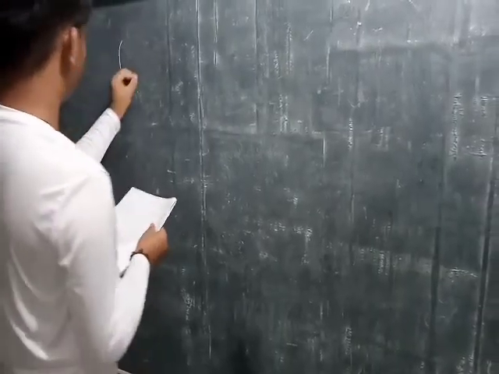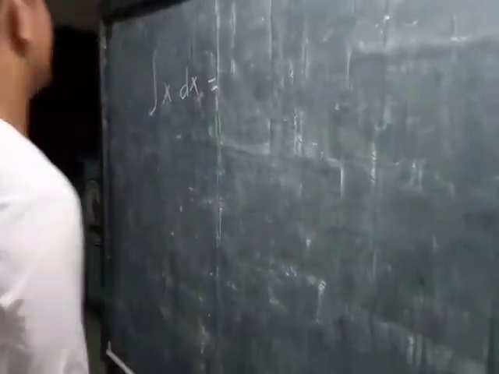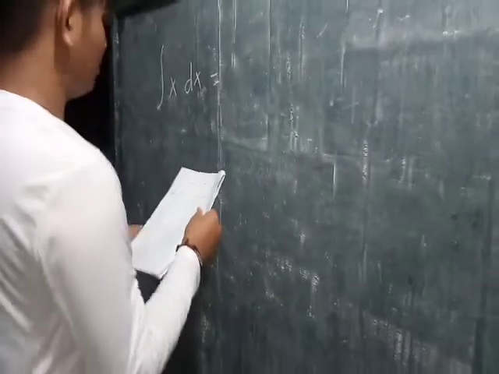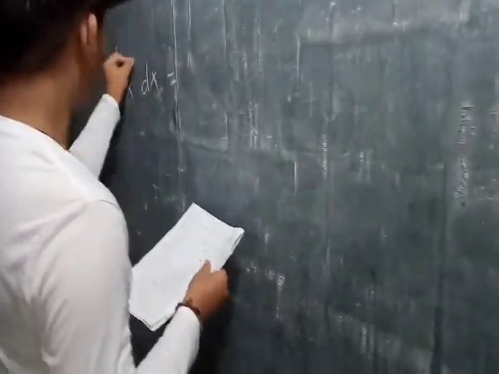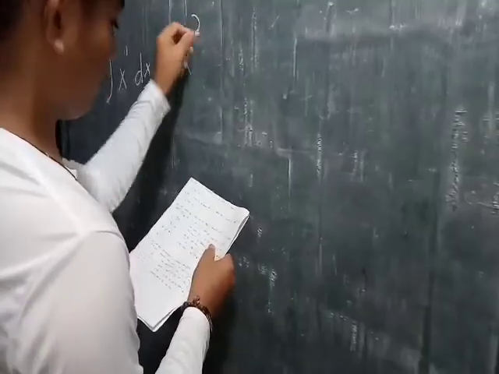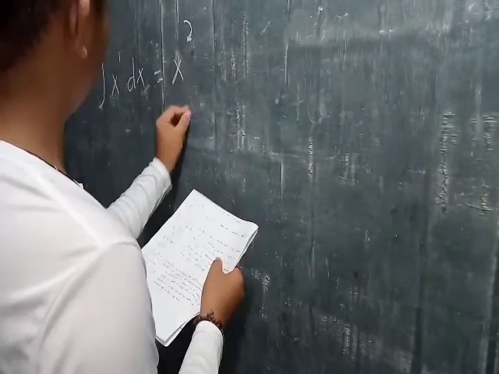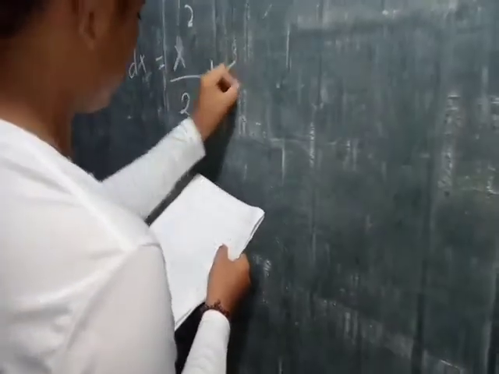What is the integral of x dx? What is the answer? So this is x to the power 1. It's going to be x squared divided by 2 plus c.